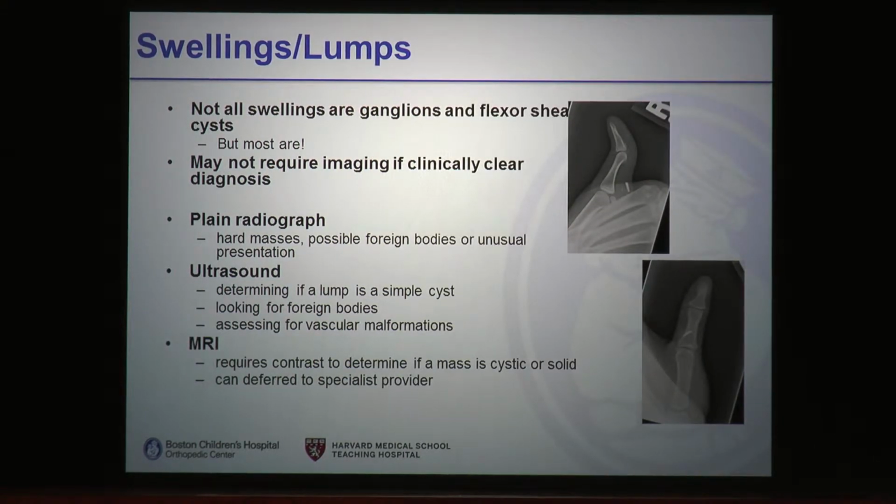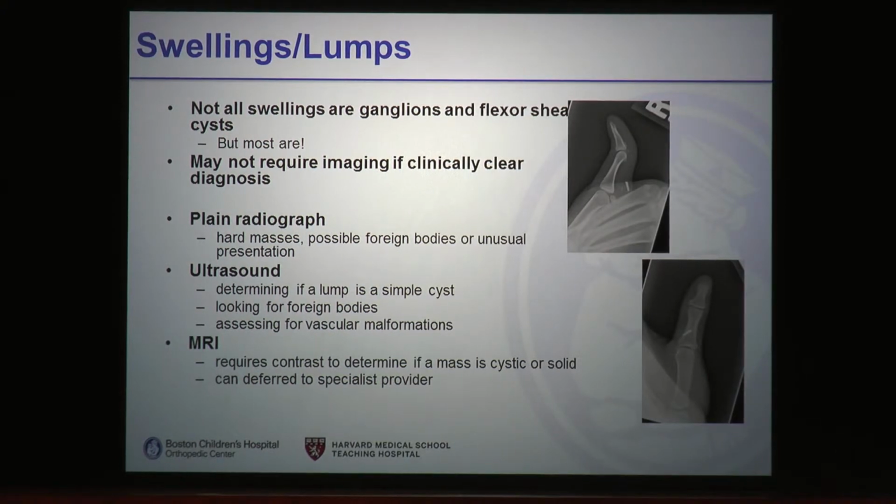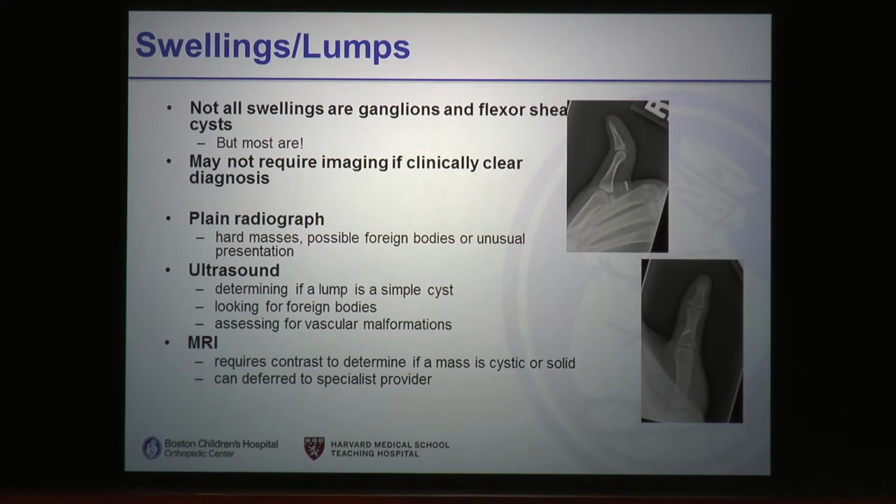In terms of swellings and lumps, not all swellings are ganglions and flexor sheath cysts, but most of them are. And if it's a completely classic presentation, in a classic location, so a ganglion's on either the dorsum of the hand or the volar aspect of the wrist, and in children they're fairly equal in incidence, and it fluctuates with size and it doesn't have other symptoms associated with it, then it's perfectly appropriate not to image it. However, if it falls outside of that algorithm, then imaging may be appropriate.